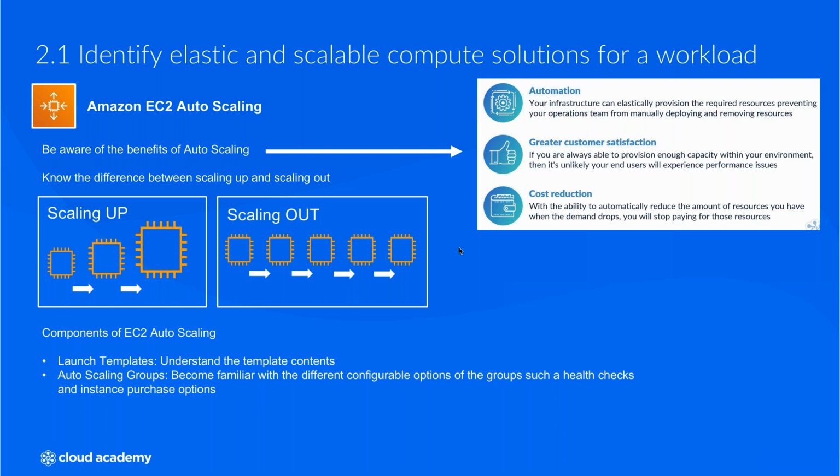Now, the best way to understand how this service is put together is to simply go ahead and use it. If you have an AWS account, play with auto scaling, get to learn the different configurations, learn about launch templates, understand what a launch template is, the contents, and the different configurable elements of it. In addition to auto scaling groups as well, where you can configure things like health checks and define your different instance purchase options. Do you have anything to add on auto scaling, Stephen?